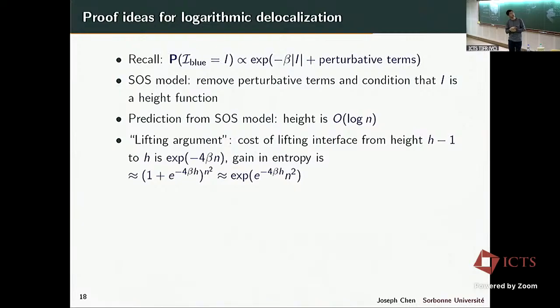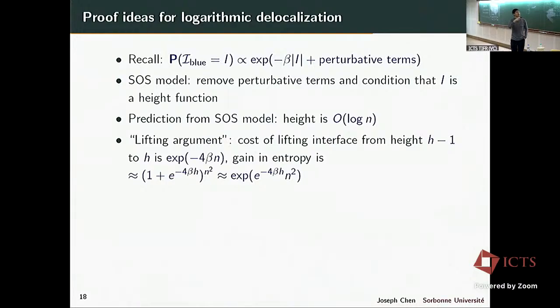So in general, if I want to go from height h minus 1 to h, the boundary cost is still the same. It costs me 4n to lift by 1. But now to realize the new space I've gained, I need to go all the way back down to 0. And so this gain in entropy gets worse and worse. It becomes e to the minus 4 beta h. And of course, 1 plus that to the n squared is just exponential of e to the minus 4 beta h times n squared.